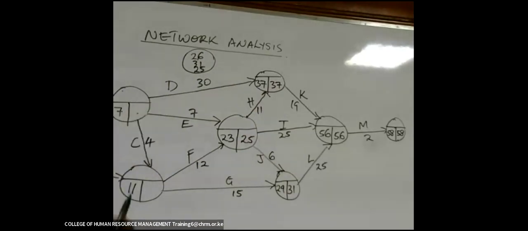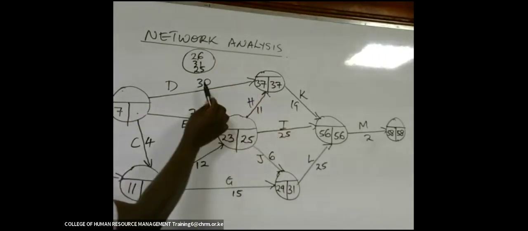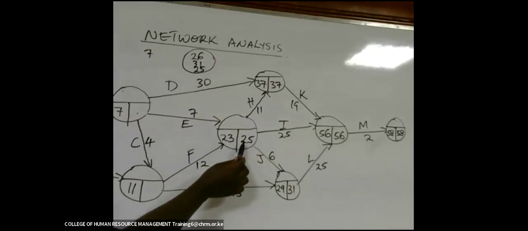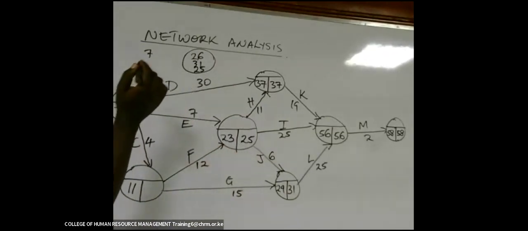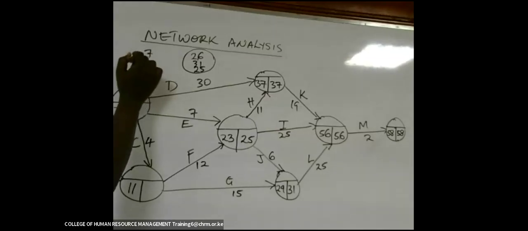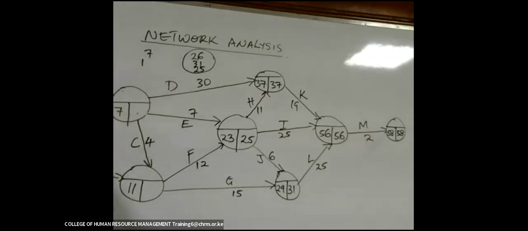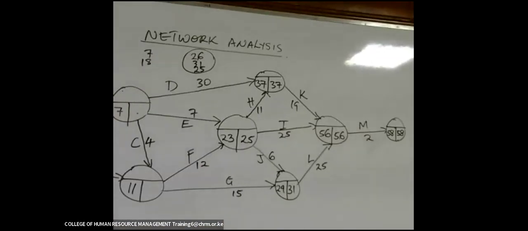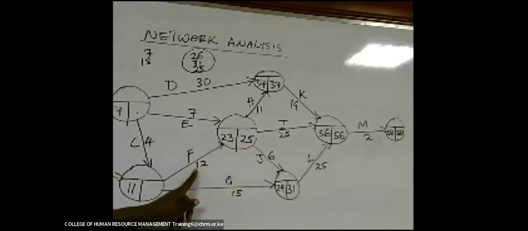If you want to know the figure to put here, 2 possibilities. Either you use 37 minus 7, or 25 minus 7, which will be what? 18. And then here, we need first of all to find this. We have got 2 arrows that are pointing here. It is either this 25 minus 12, that is 13, or that 31 minus 15, which is 16. So 13 is smaller. You capture there.